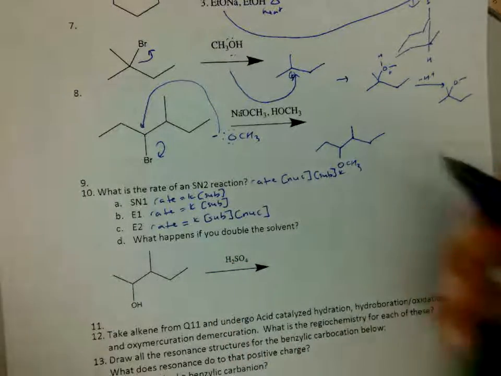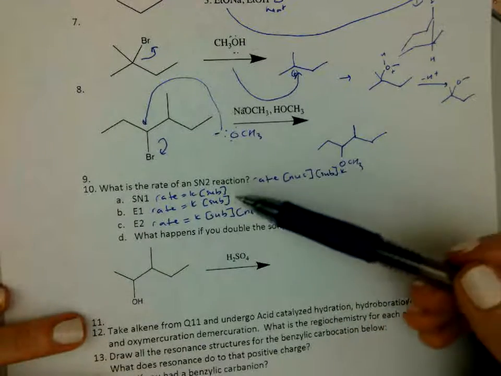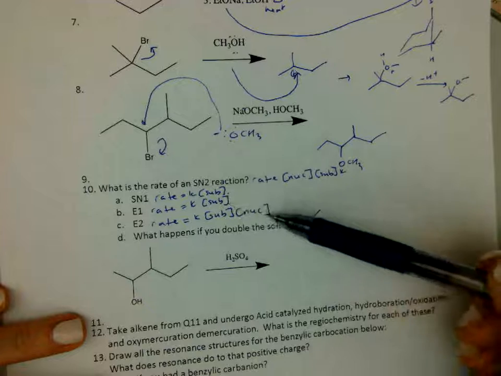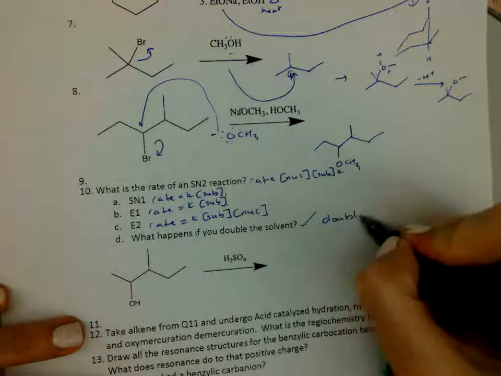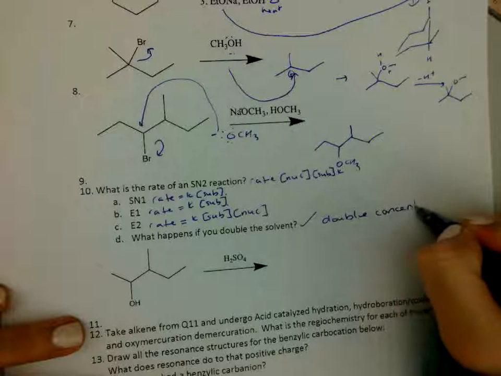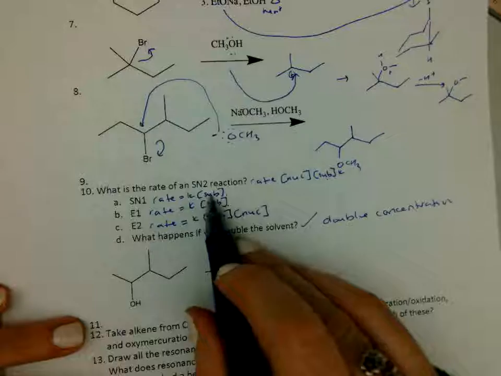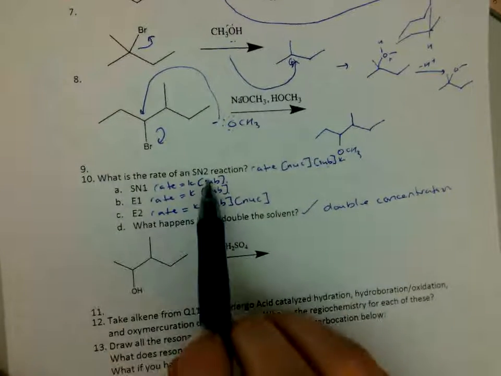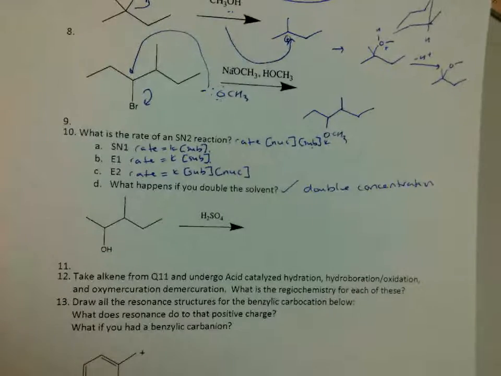So what happens if you double the solvent? Double the solvent, halves the concentration. So it would cut the speed of these in half, and it would cut the speed of these by a fourth. What happens if you double the concentration? Well, if you double the concentration of both, this would quadruple, this would double in speed. If you multiply this side by 2, you have to multiply this side by 2 also.